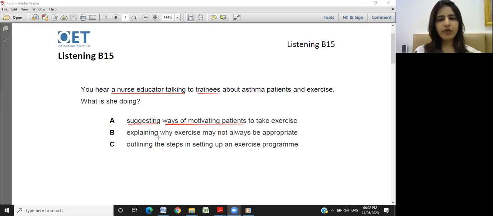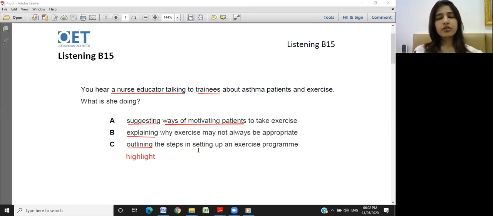What do you mean by ways of motivating patients? Because here all three verbs are quite similar, suggesting, explaining, outlining. What do you mean by outlining? What do we do when we outline? We highlight. Yes? So it is similar to emphasizing or suggesting. So how is it different? Ways of motivating patients. How to motivate patient? There are some ways.